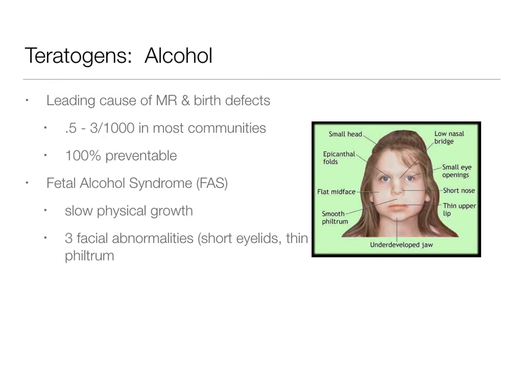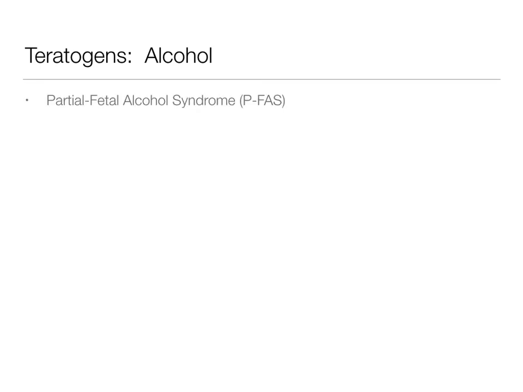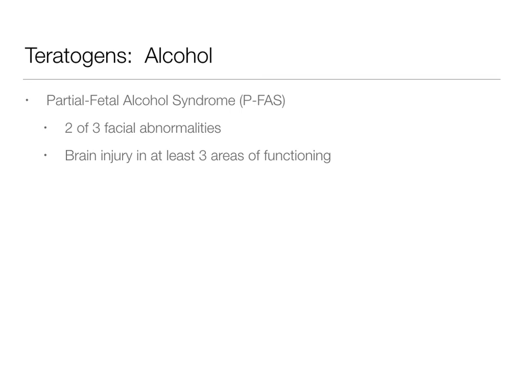So again, the short eyelids, thin philtrum. To have fetal alcohol syndrome, we need to have slow physical growth. We need to have at least 3 of these facial abnormalities, not necessarily all of them, and some evidence of brain injury, so that there's been documented impairment in at least 3 areas for someone to be diagnosed with fetal alcohol syndrome. Partial fetal alcohol syndrome is when you have 2 of the 3 facial abnormalities. There's still evidence of that brain injury in at least 3 areas of functioning.